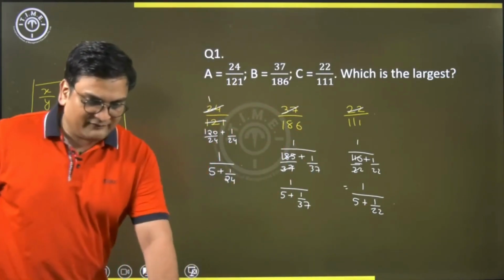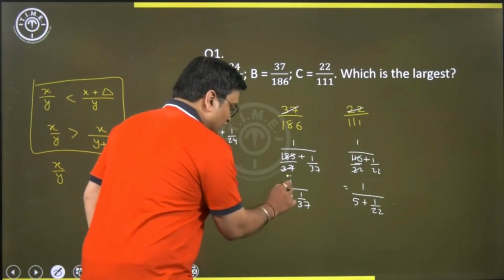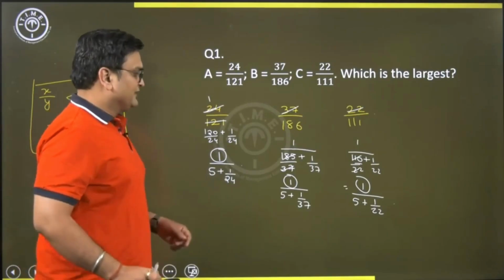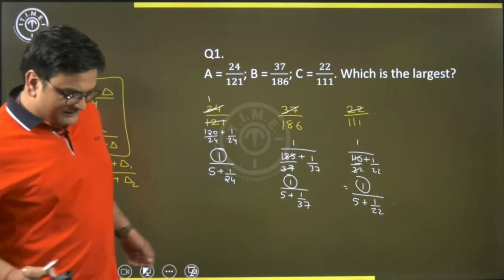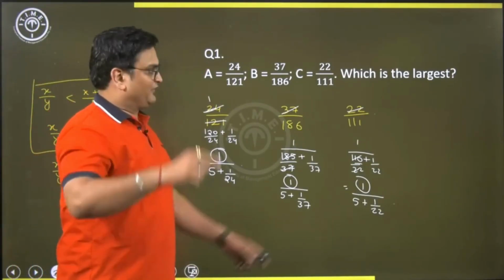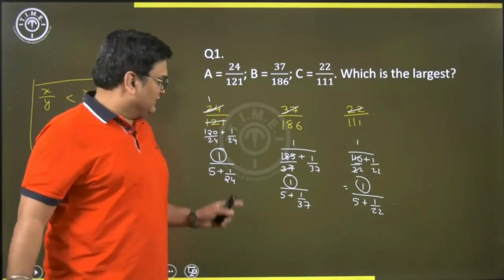Now this way what we have done essentially is we have made our numerators constant. They are all 1. So the moment numerators are constant, wherever the denominator is the smallest, can I say that particular fraction will be the highest? We want the largest fraction. Wherever the denominator is the smallest, that will be our answer. Now where is it the smallest?